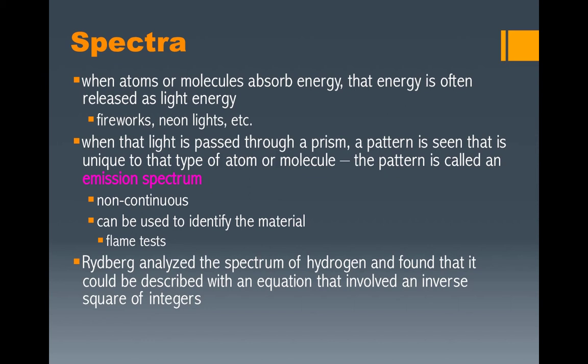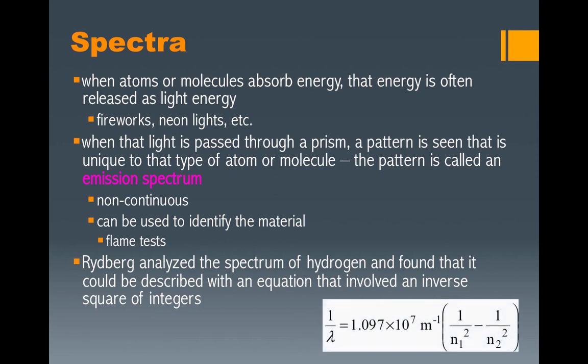When atoms or molecules absorb energy, that energy is often released in the form of light. So we see this in fireworks, neon lights, lots of different things. When light passes through a prism, it is what we call diffracted to see a pattern, or the emission spectra of a specific element. This is a non-continuous spectrum. Remember, rainbows are continuous, emission spectra are non-continuous, which means not every wavelength and frequency, not every color, is represented. We can actually use this kind of like fingerprints to determine the identity of a material. We call this flame tests.